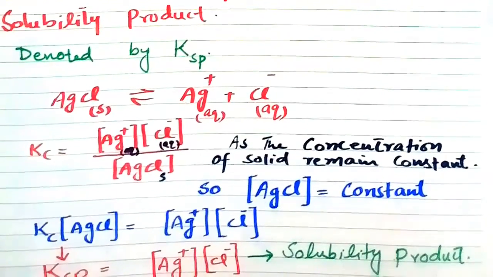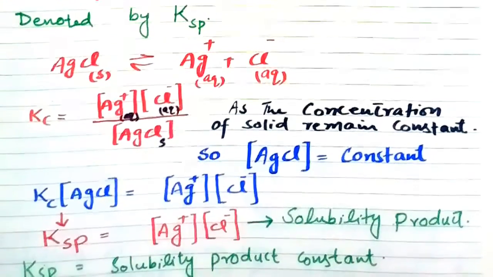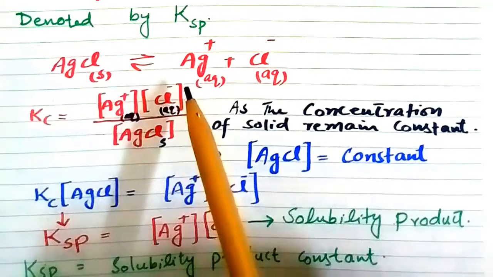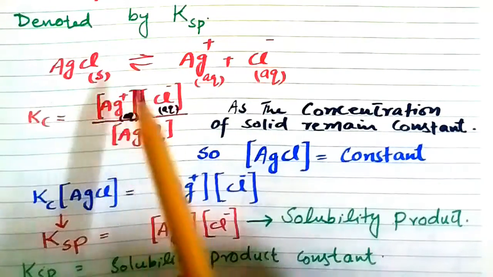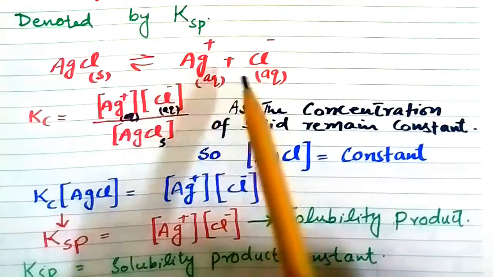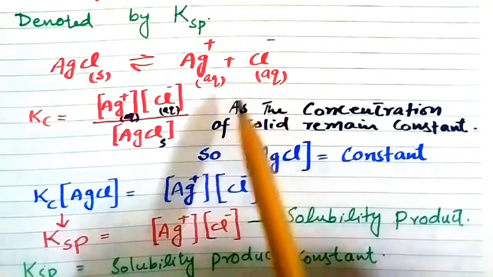example of silver chloride. When it is ionized, it will form silver ions and chloride ions. Now AgCl is present in solid form, while the silver ions and chloride ions which are formed are present in the aqueous form.